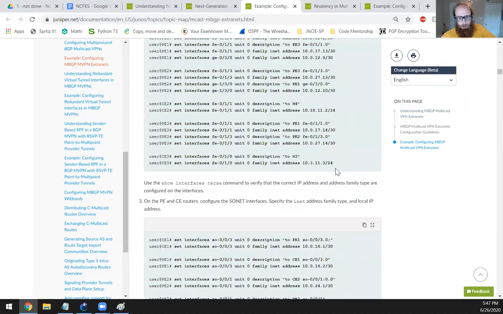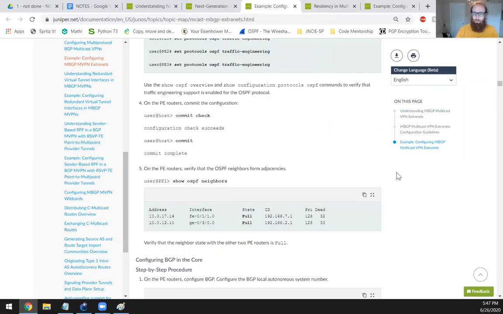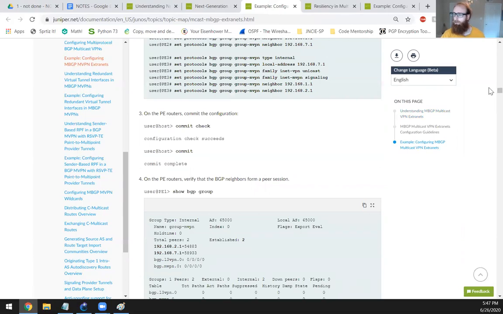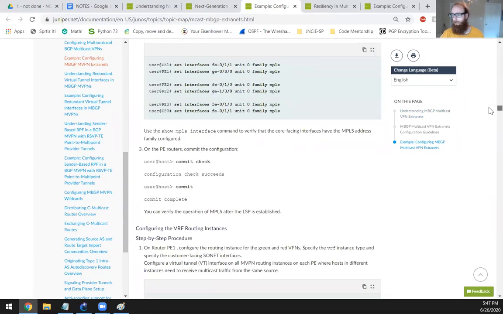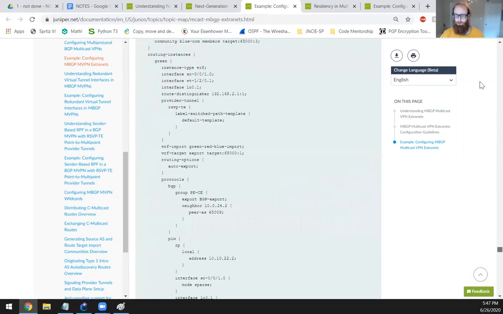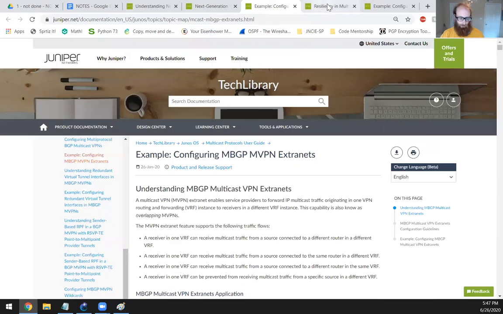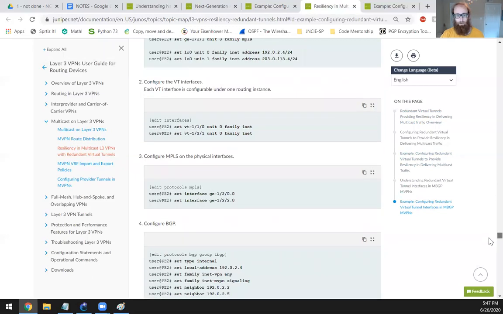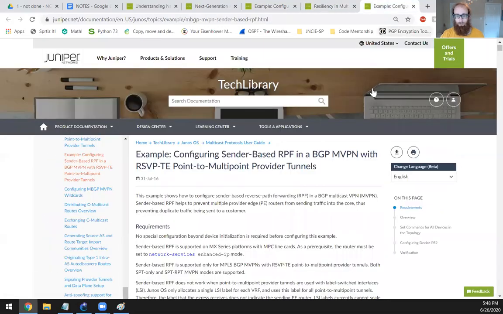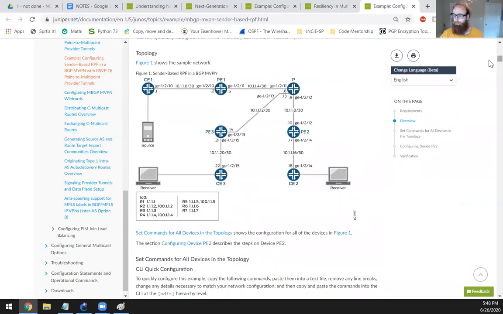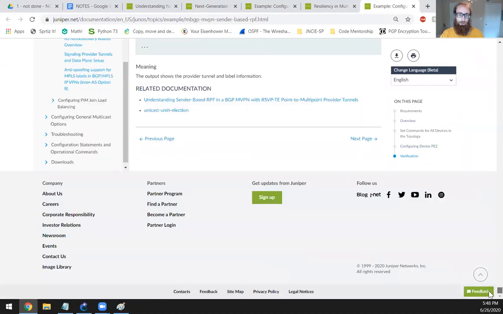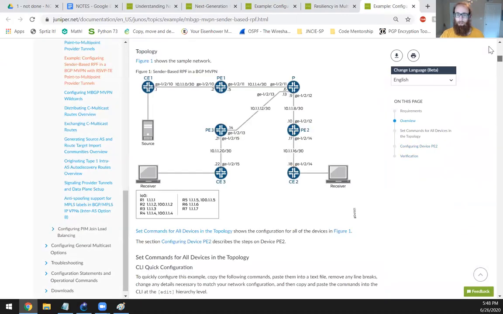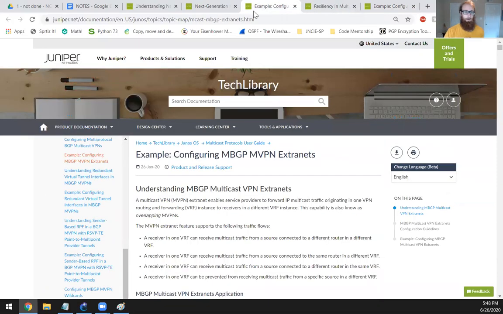Okay, so here are some examples for BGP multicast VPN extranets. I think I'm going to be doing these, this example as well, and then this final example here. So I think I'll just be doing these 3 examples. And then if there's anything I don't understand, I'll go and read about it at that time.